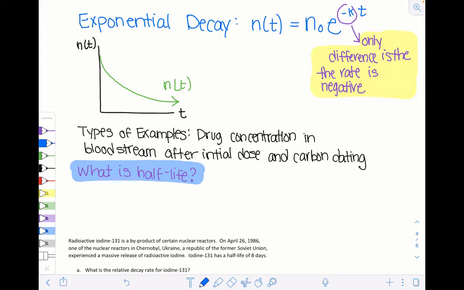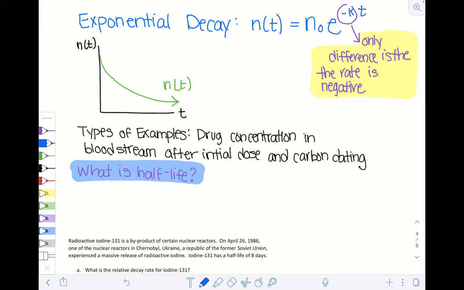Now I want to look at exponential decay models. Exponential decay models look basically the exact same as the growth models. The only difference here is that our k value is going to be negative. So the exponent is going to be negative, and that's what's indicating a decrease instead of an increase. And so examples of where this might come into play are like drug concentrations in a bloodstream.